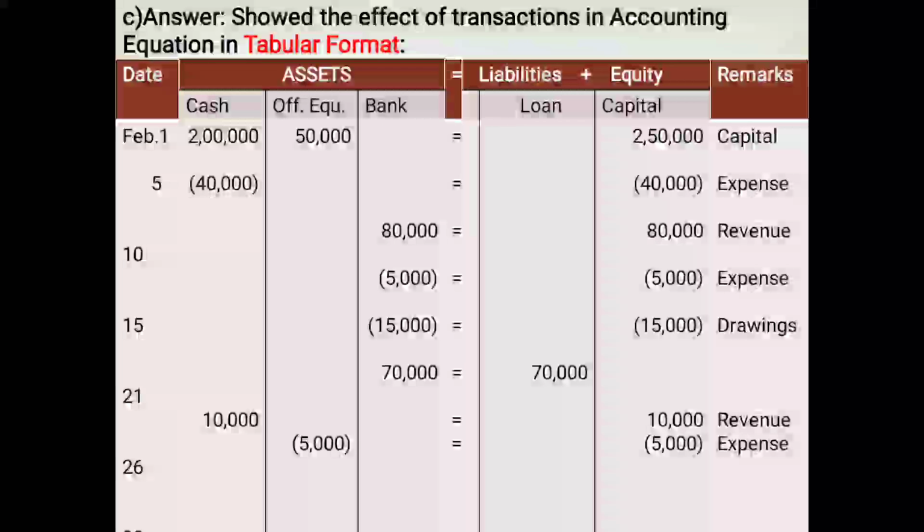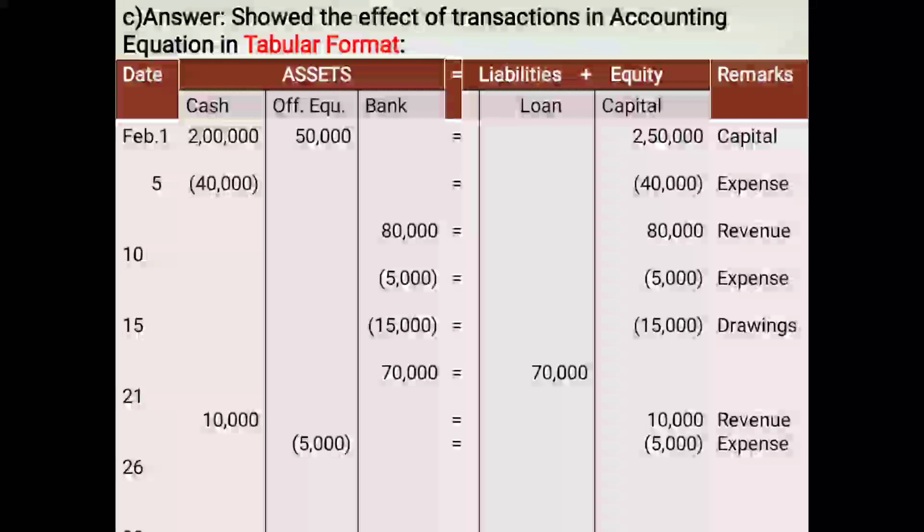For the first transaction, two items or assets are increased, that is cash increasing, taka 2 lakh in plus figure, and office equipment is increased. Surplus figure is 50,000. Total amount of money for capital is 2,50,000, that is remarks capital. Another amount, expense increase, that is equity decrease. So in the equity column 40,000 is a decreasing amount of minus figure, and cash has decreased, so this is the amount of minus figure for 40,000.